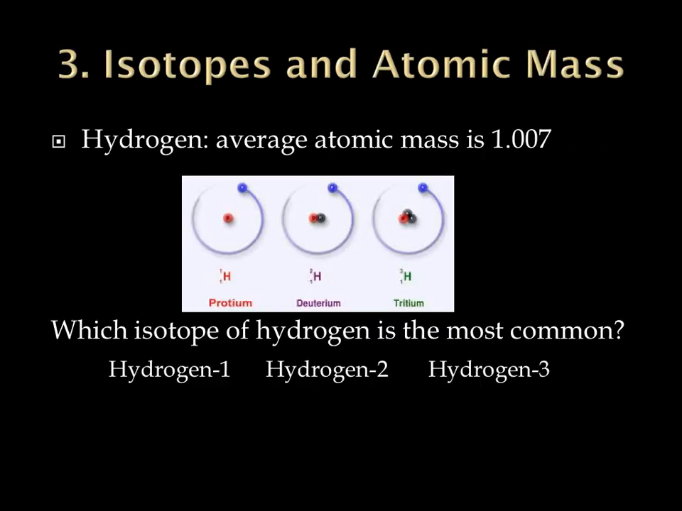Now, which isotope of hydrogen would be the most common? Well, the average atomic mass of hydrogen is 1.007. So as we look at this, which one would be the most common? If you answered hydrogen 1, you're correct, because the average atomic mass is closest to 1. Hydrogen 2 and hydrogen 3 are much less common. That's why the average mass is only slightly more than 1. Part of the reason for that is this: as we start adding neutrons and making nuclei bigger, they become somewhat unstable. That means that those atoms don't hang around very long in that state.